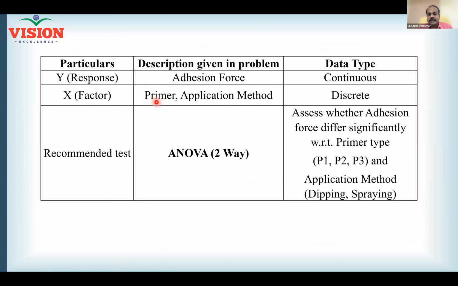And the adhesion force depends on primer and then application method. The company wants to know whether they can have the flexibility in using 3 types of primer and 2 types of painting method. If the differences are marginal, they can include the flexibility in their work. If the differences are significant, the company is not supposed to have that flexibility. Am I right or not? Yes. So 2 factors, two-way ANOVA, and for one factor, there are 3 levels possible: primer 1, primer 2, primer 3. The other factor, 2 levels possible: dipping and spraying.